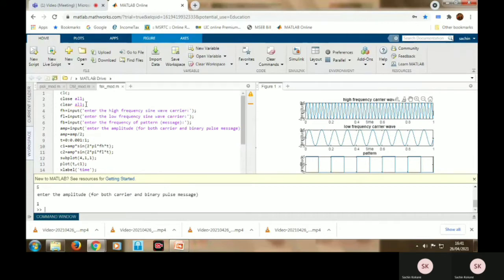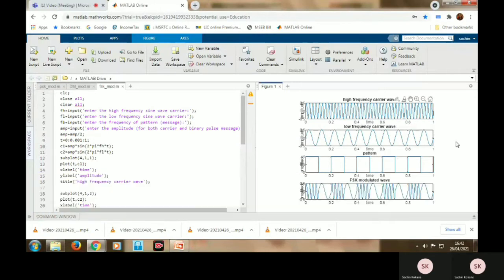Okay, so after that, since we are generating an FSK signal, here we will be requiring three different signals. One is the high frequency signal, another is the low frequency signal, and one is the message signal. Why? Because in FSK, as we know, whenever there is a bit 1, at that time we will be getting a high frequency carrier at the output, and whenever there is a bit 0, at that time we will be getting a low frequency carrier at the output.